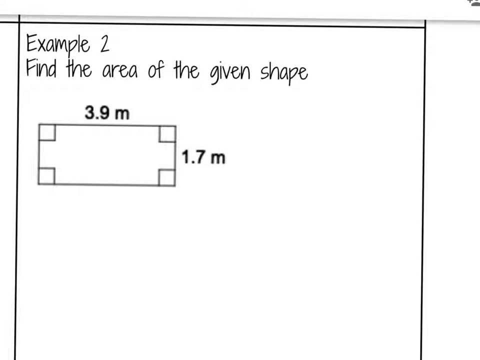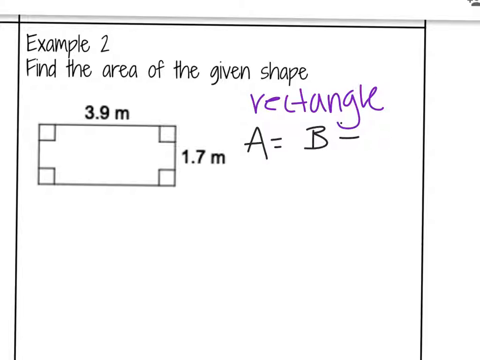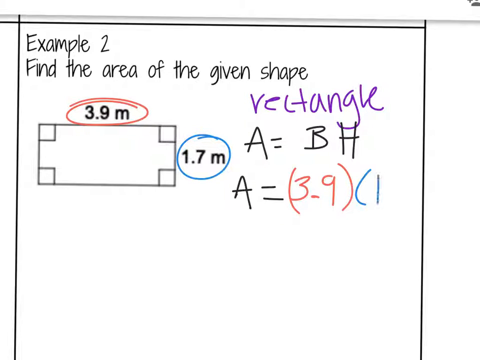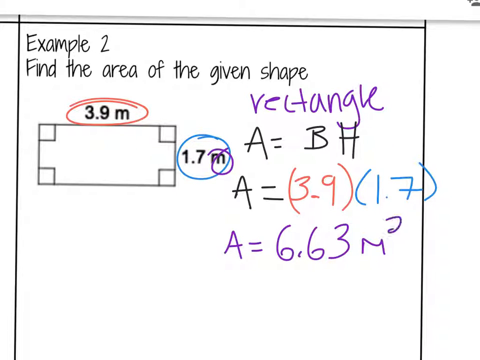All right, example 2, figure out what shape it is. It's a rectangle. The area is the base times height. Here's my base. Here's my height. So I just multiply 3.9 times 1.7, and I get that the area is 6.63. My unit is meters squared.